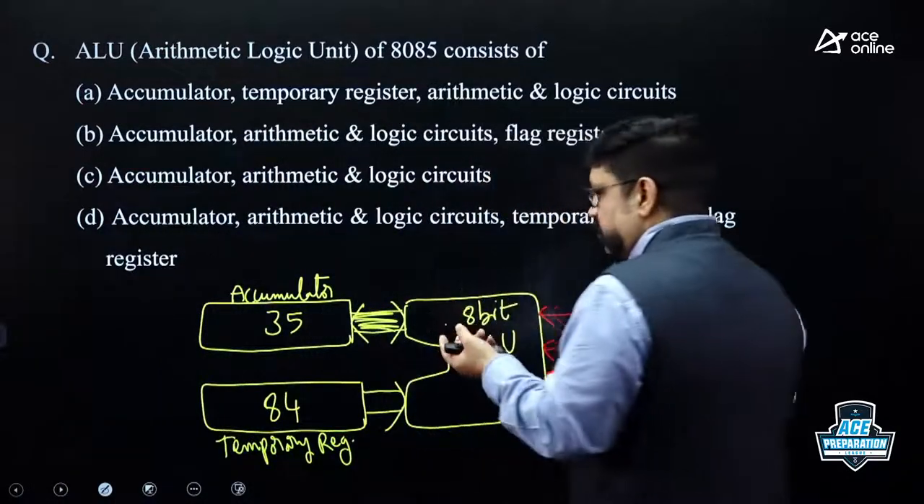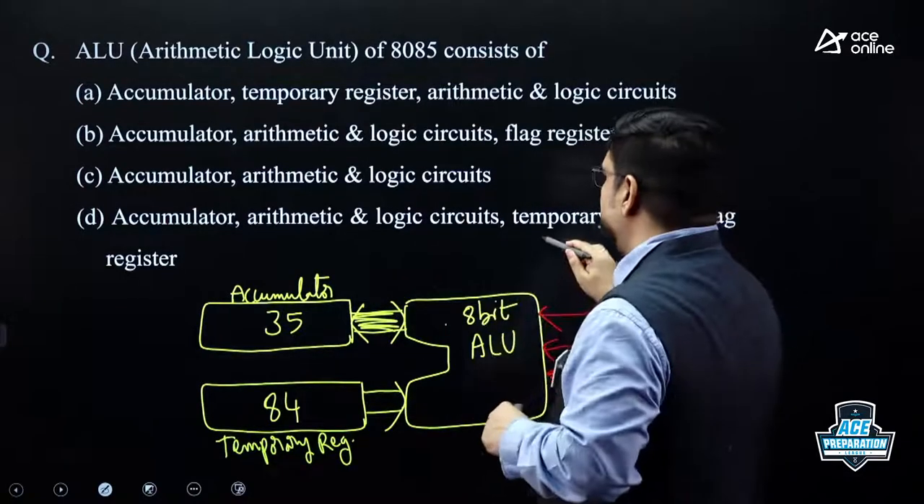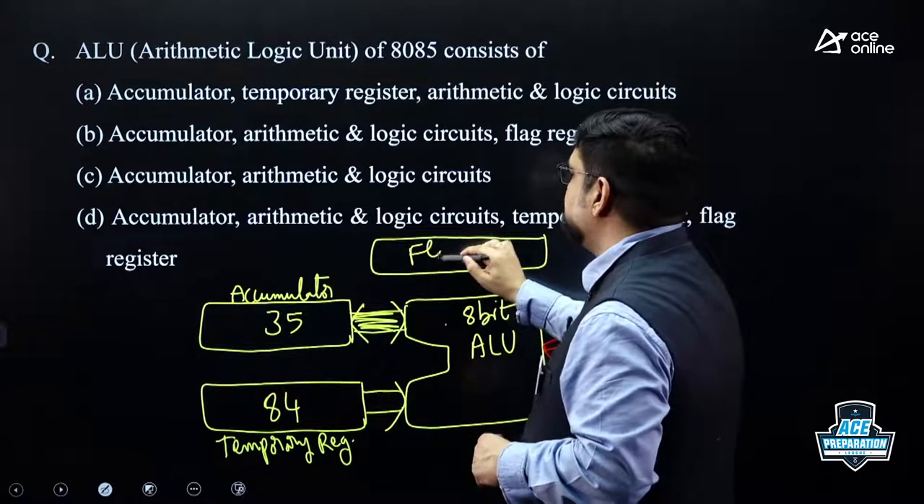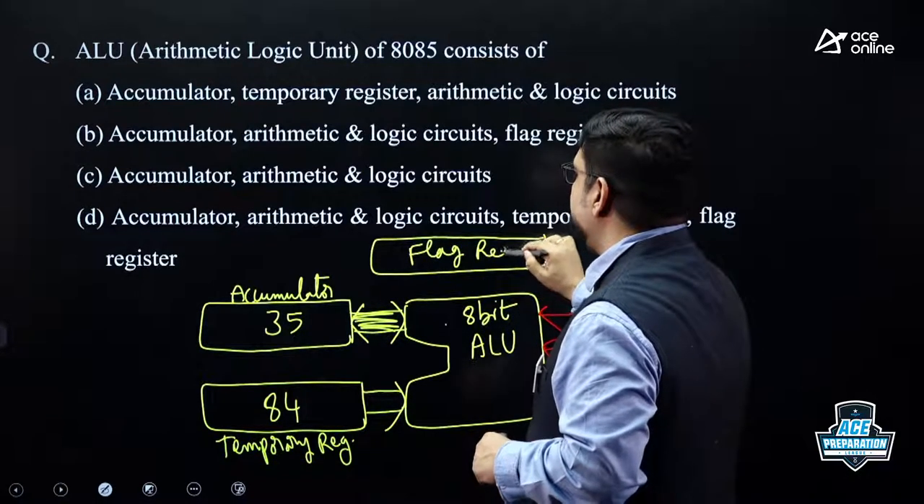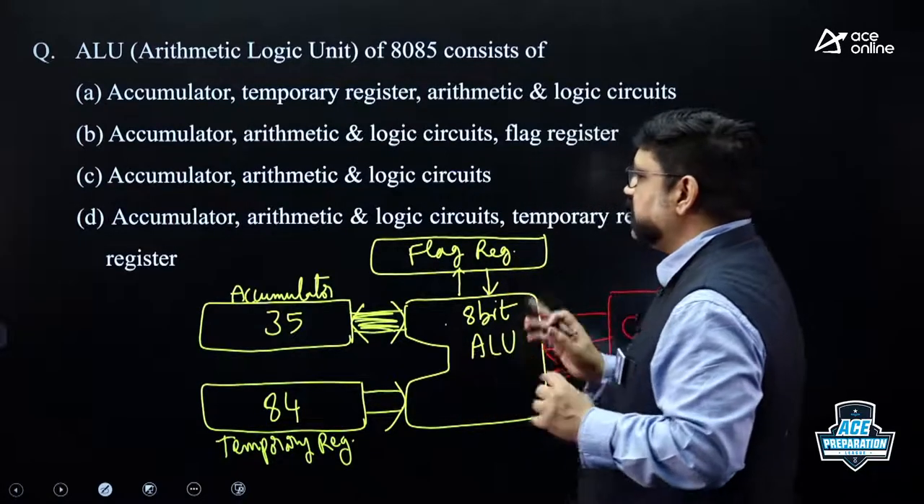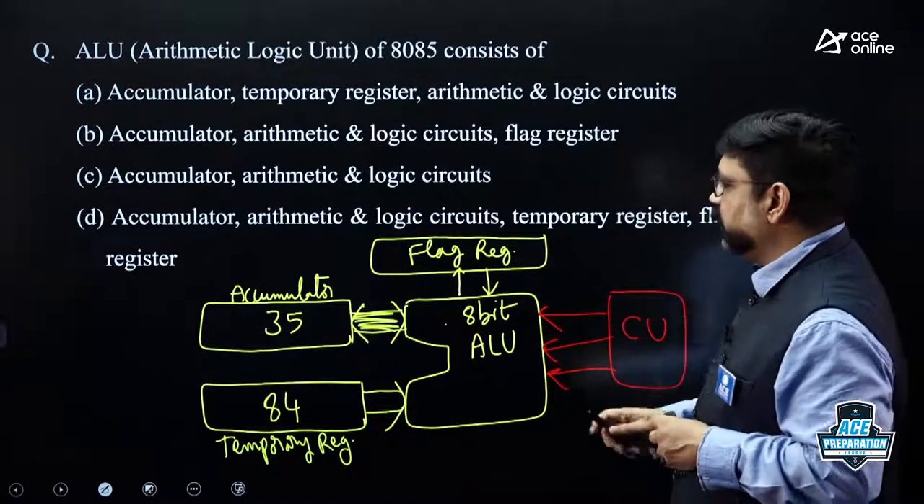Most of the time, I'm not saying always, the result is stored back into the accumulator, and the status of the result is stored into something known as a flag register. I'm not explaining about those registers and flags here. That is not the purpose of the question. This is the ALU of 8085, excluding the control unit.